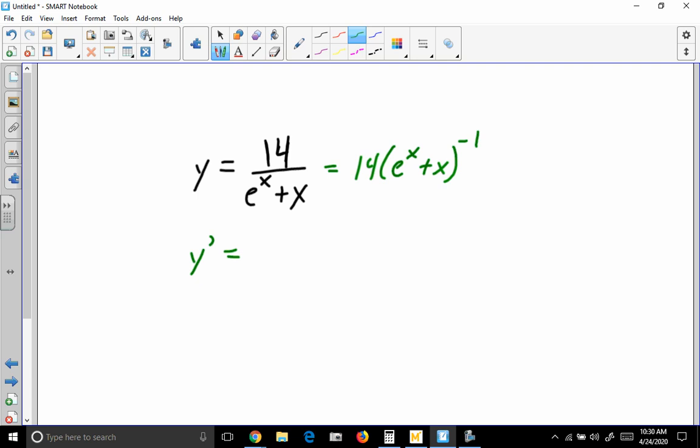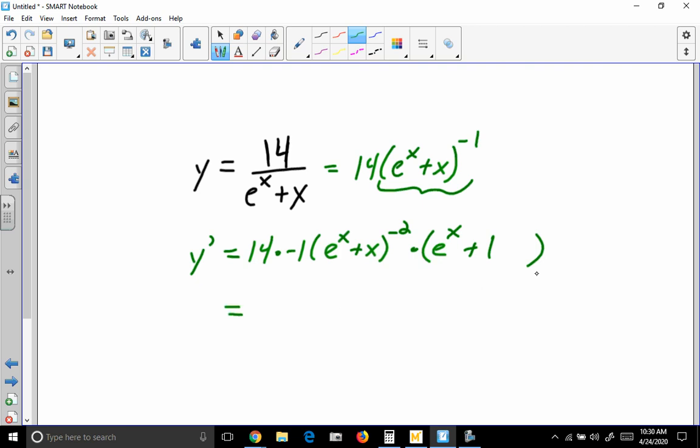So 14 is a constant, it stays there. The derivative of this is the chain rule, so bring the negative 1 down. Do the parentheses to the 1 less power times the derivative of the inside. So the derivative of the inside, the derivative of e to the x is e to the x. The derivative of x is 1. So if we simplify this, these things are on top. This one is on bottom. So on top we have negative 14 times (e to the x plus 1).